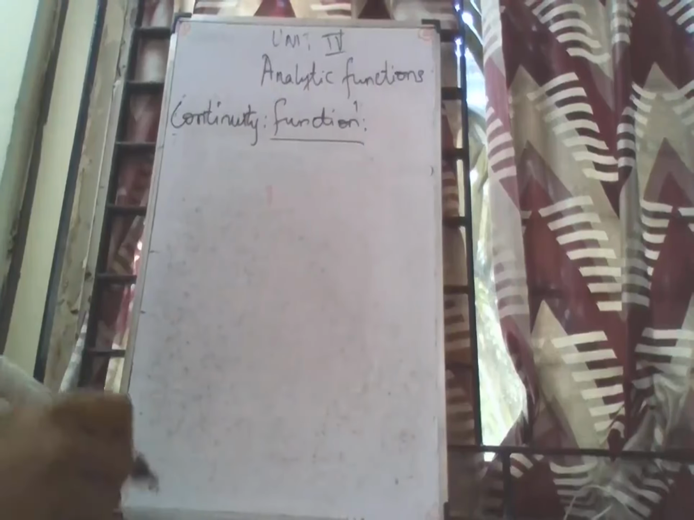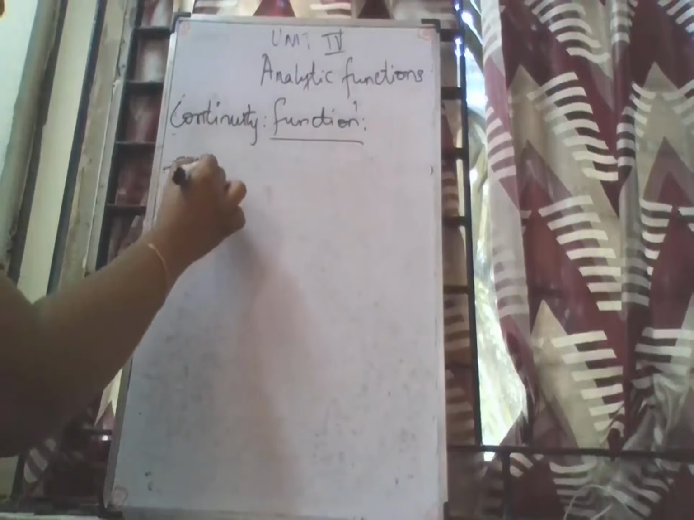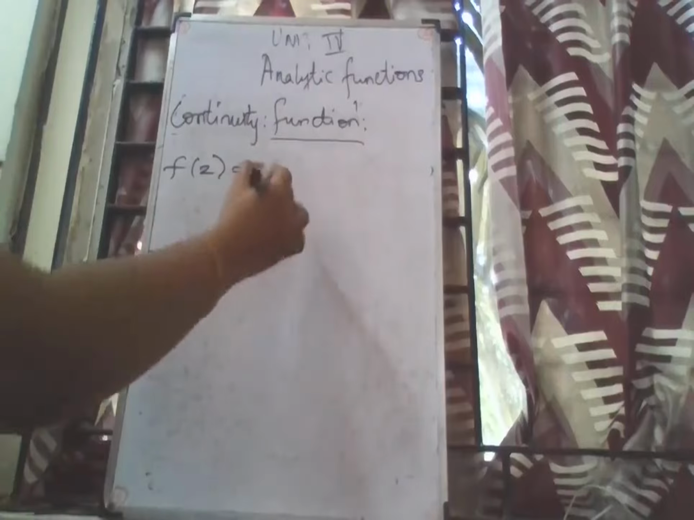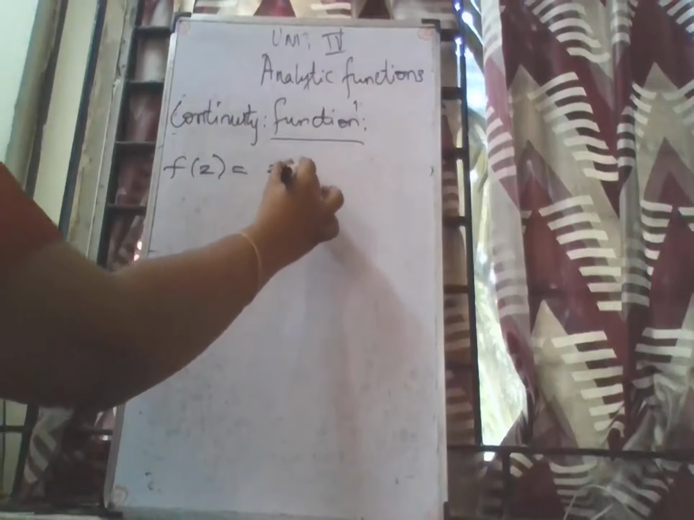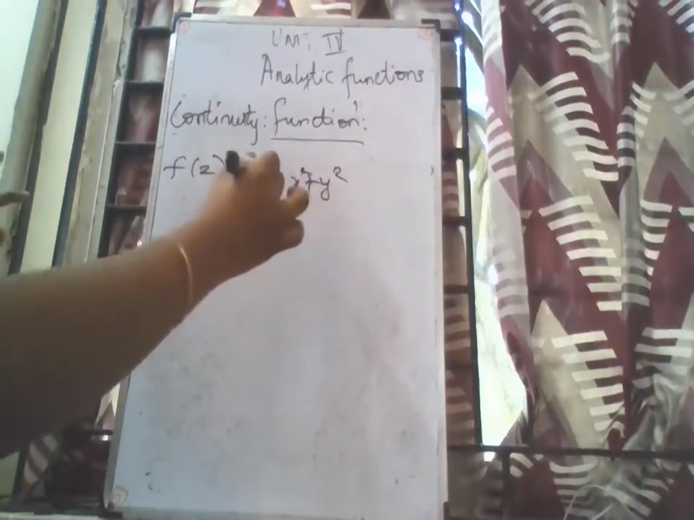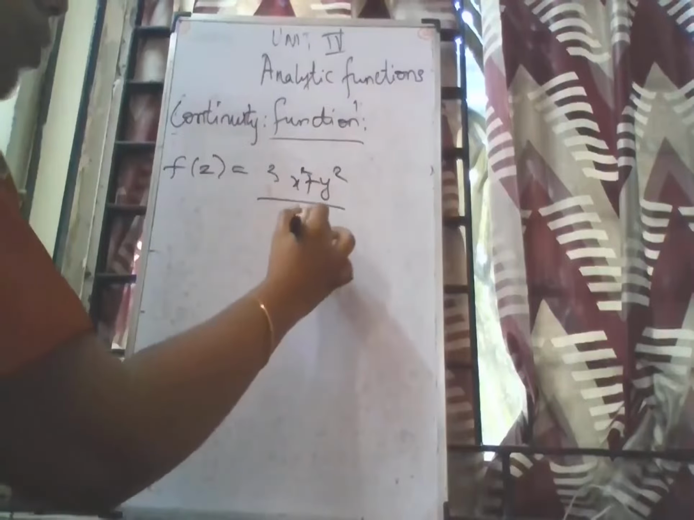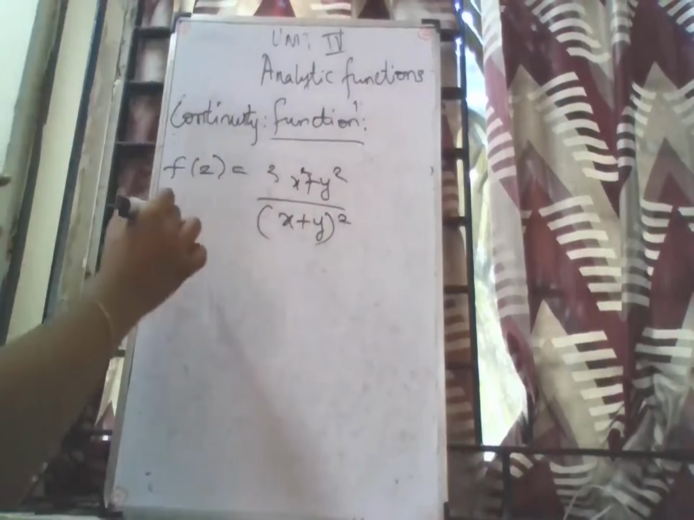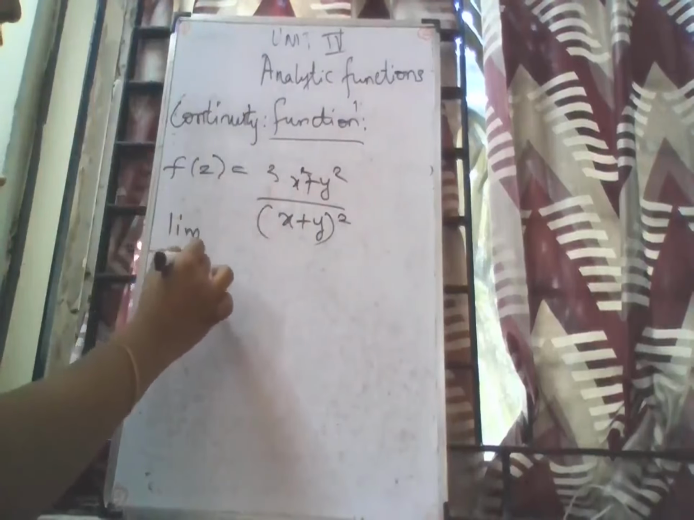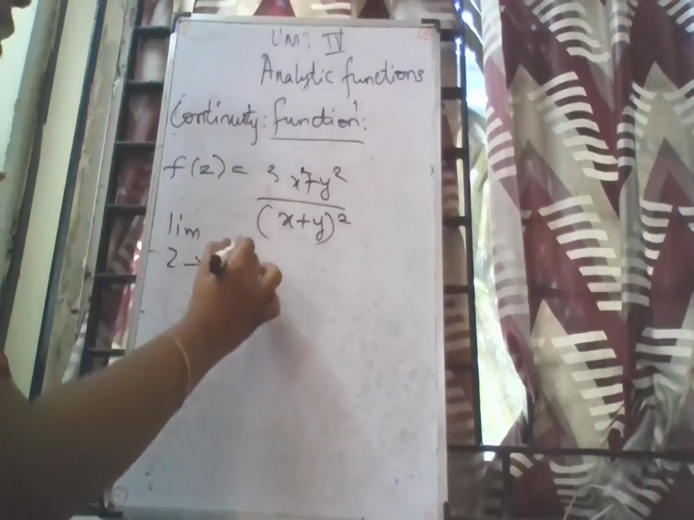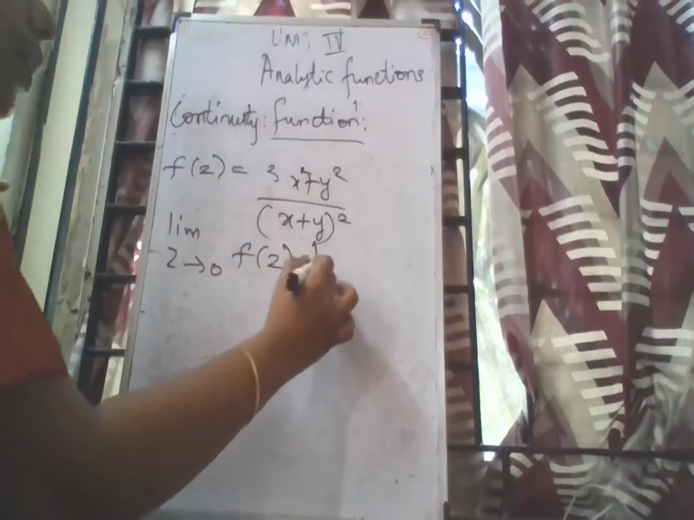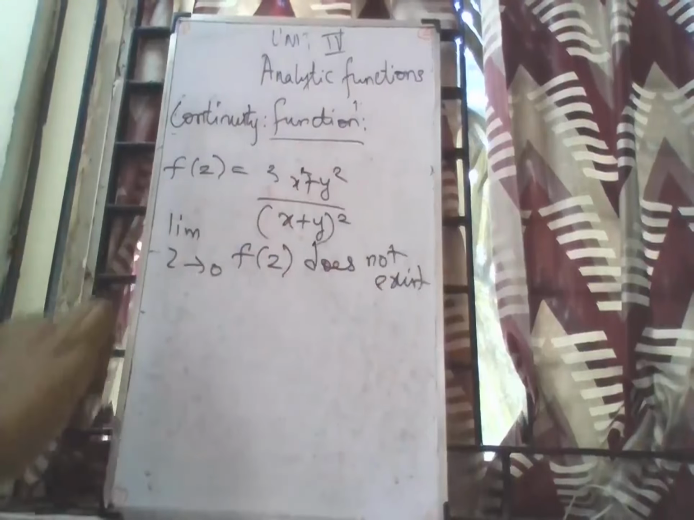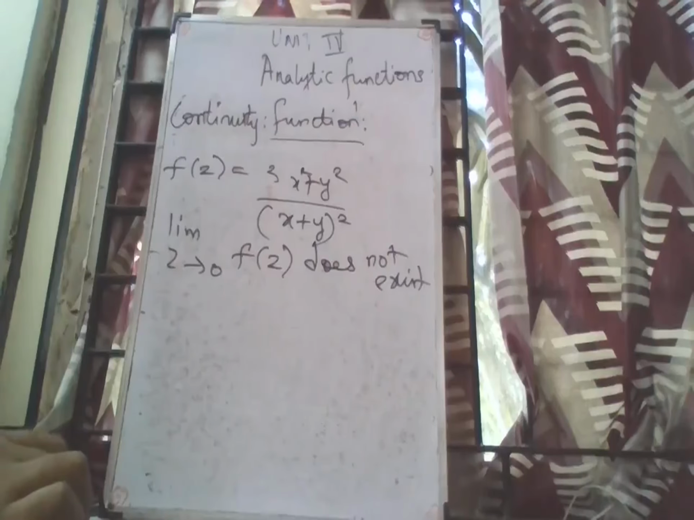Example. I'll consider this example. f of z, they have given in the question itself: if f of z is equal to 3x square plus y square by x plus y the whole square, show that the limit as z tends to 0 of f of z does not exist. Yes, the limit as z tends to 0 of f of z does not exist.